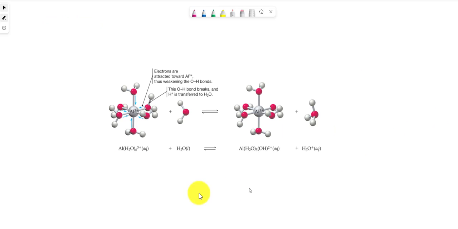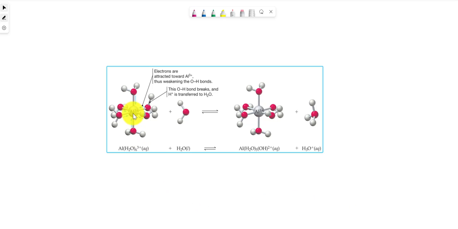So the full reaction, in a cartoon scheme, so it's clear to you, looks something like this, where we have the original aluminum 3+. You can see that electron density being pulled towards the center, making one of those water molecules vulnerable. Then we have a water come in and act like a base, grabs one of those protons, and now we have a new complex which looks almost the same, except we have one of those waters as OH.